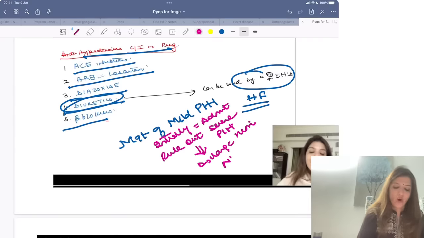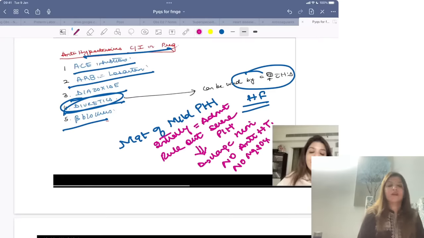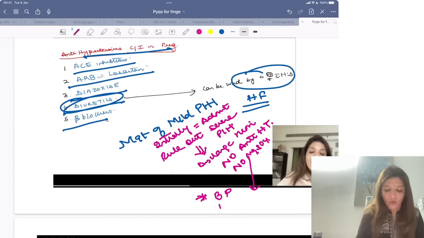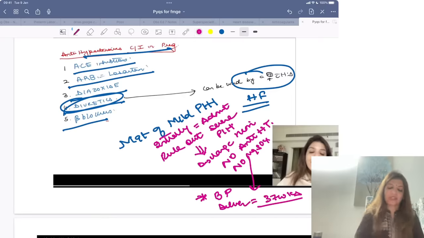Right? You are not going to give any antihypertensive, no magnesium sulfate. In these patients, you are not going to give any antihypertensives. You are not going to give them any magnesium sulfate. You are going to check their BP. You are going to check their liver function test and their platelet count. All these things will be checked and you are going to deliver them at 37 weeks. That is all you do in mild PIH.